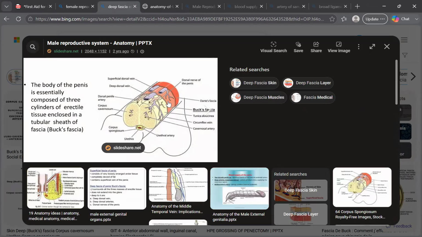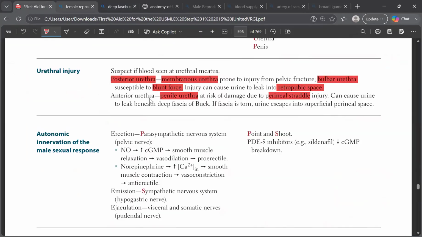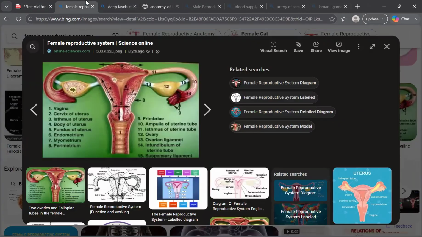This is the Buck's fascia, and for anterior urethral injuries, the penile part is damaged, and the urine can leak beneath the deep fascia. And if the fascia is torn, urine escapes into the superficial perineal space. Let's see what the superficial perineal space is.